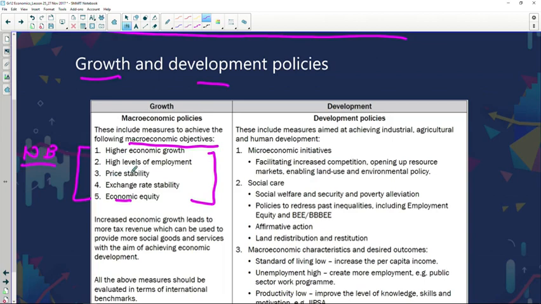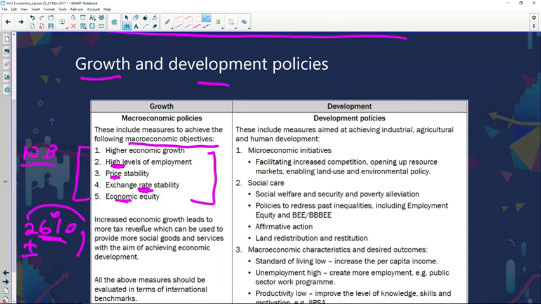But in order for this to happen, we want to see high levels of employment, not high levels of unemployment. Remember, our unemployment is sitting at around 26%, plus minus 26%. This is not good at all. This is quite a high rate of unemployment. So all these things need to be reviewed when looking at these macroeconomic policies. Price stability will help us to control inflation, and also exchange rate stability in terms of the rand when we benchmark it against other currencies, and also economic equity as well.